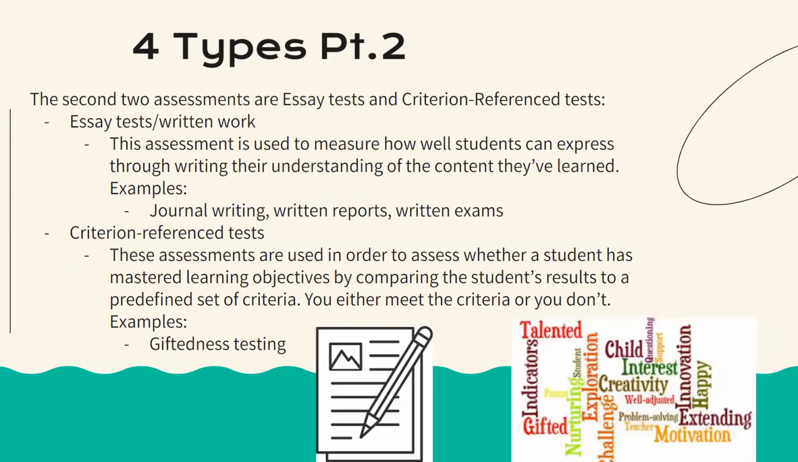The other two types are essay tests and criterion reference tests. Essay tests can measure how well students express through writing their understanding of the content they've learned. Some things you can do for it are journal writing, written reports, and written exams. Criterion reference tests are used to assess whether a student has mastered learning objectives by comparing the student's results to a predefined set of criteria. You either meet the criteria or you don't. An example of that would be the giftedness test.